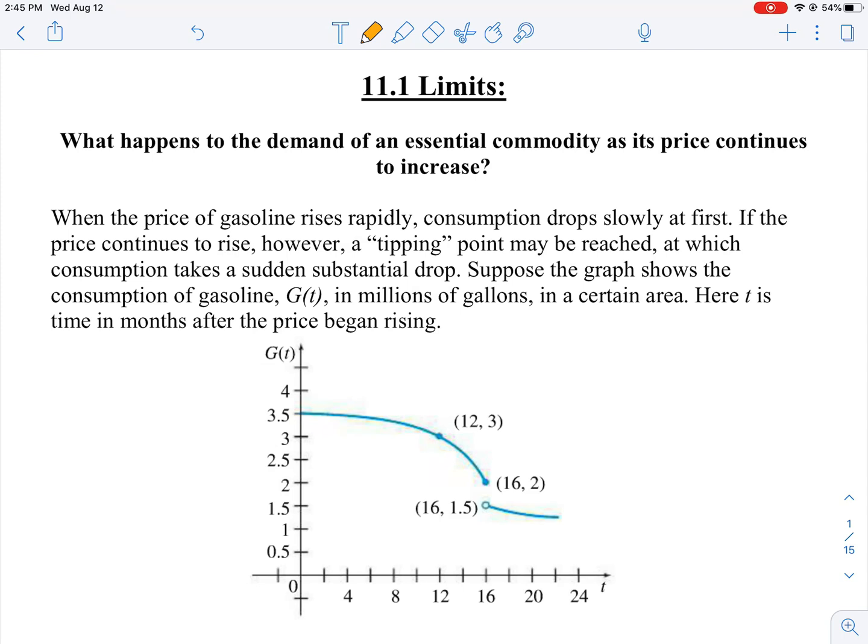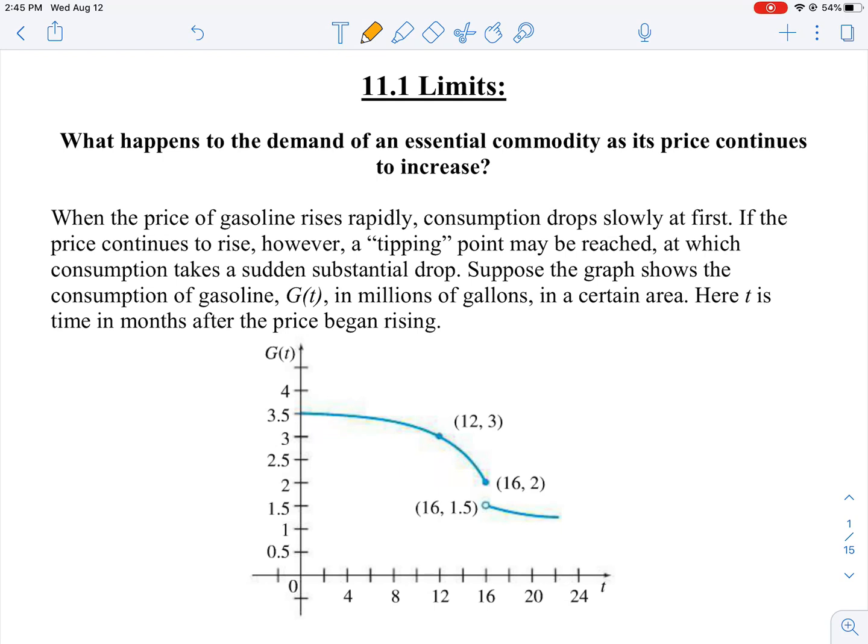All right, we're going to go ahead and start into limits. This is section 11.1 in our first chapter, Chapter 11. There's a lot of information actually in this section. It's going to take a little bit of time to get through all of it, but this section is really important because it lays the foundation for almost every other thing we do in calculus, okay?